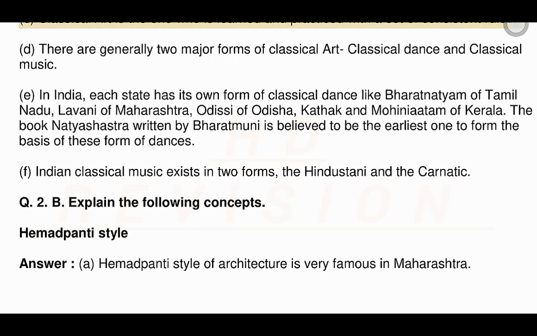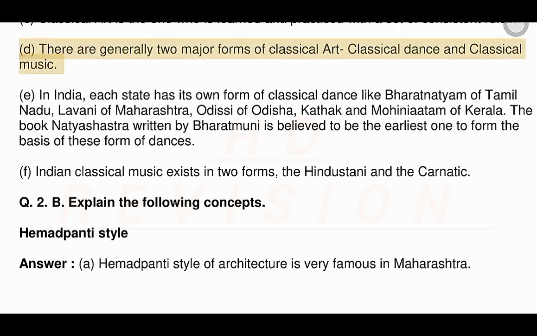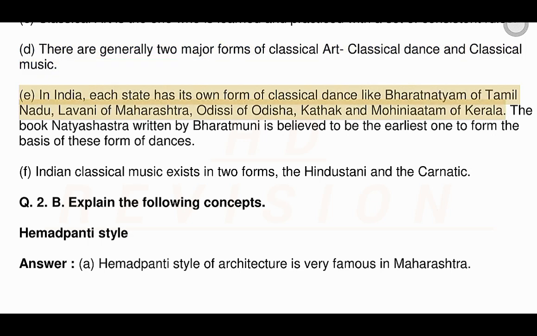C. Classical art is one which is learned and practiced with a set of consistent rules. D. There are generally 2 major forms of classical art: classical dance and classical music. E. In India, each state has its own form of classical dance like Bharatanatyam of Tamil Nadu, Lavani of Maharashtra, Odissi of Odisha, Kathak and Mohiniyattam of Kerala.